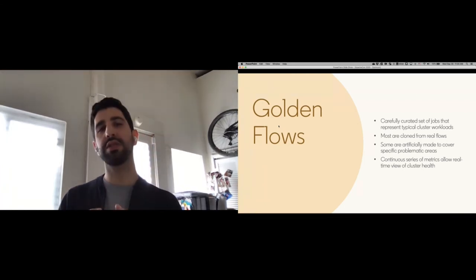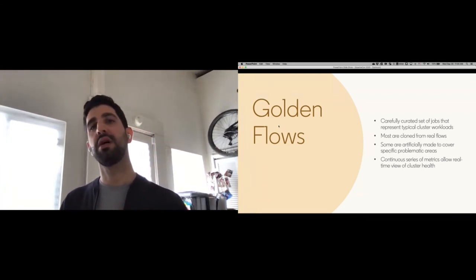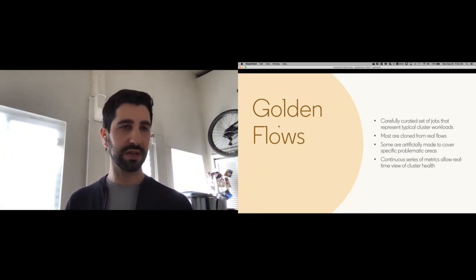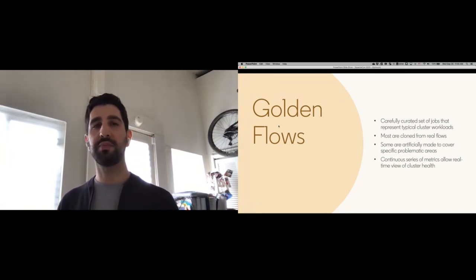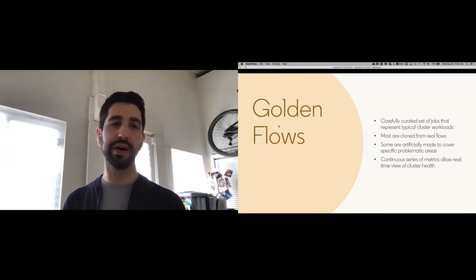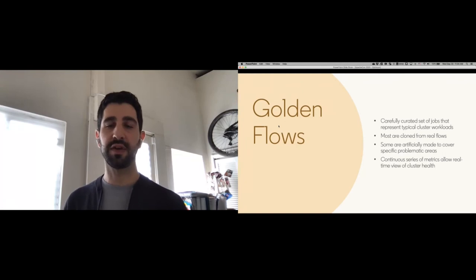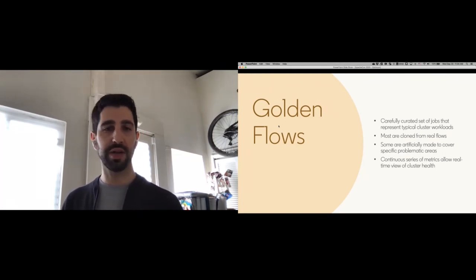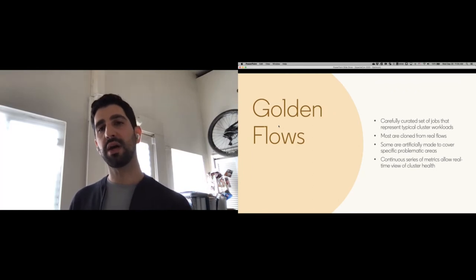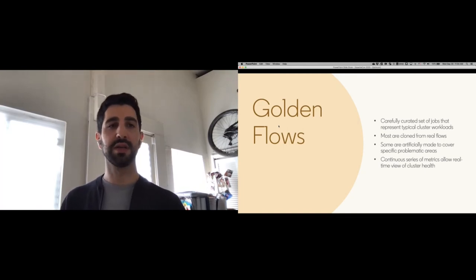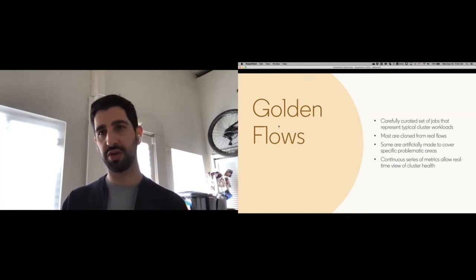So we have a small set of flows that represent a vast majority of the population of flows that we have in the cluster. And that gives us a perspective on how things are going in the cluster. It gives us an early indication if some platform is failing, if there's unavailability of some data, and it really helps in early detection of problems before they become something that affects the majority of the flows.